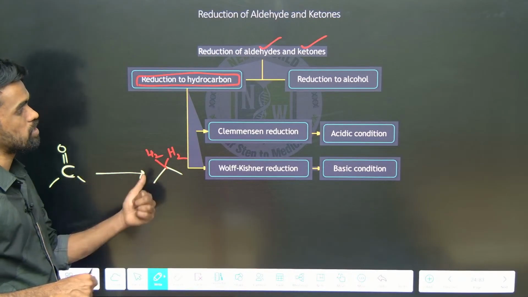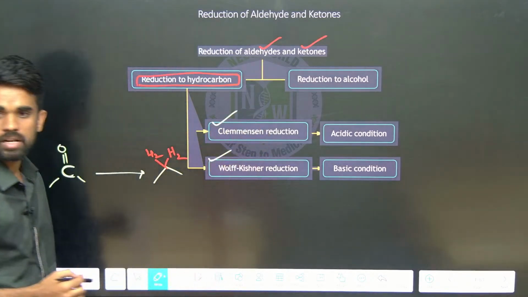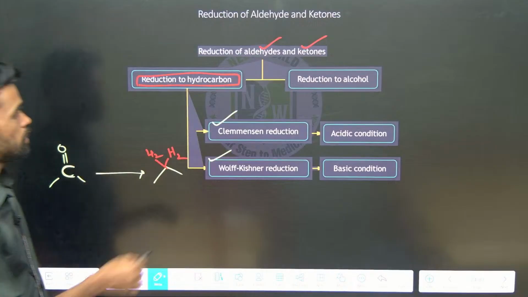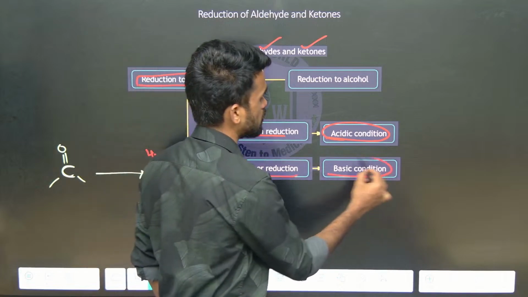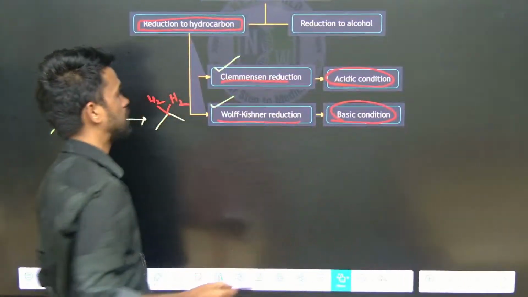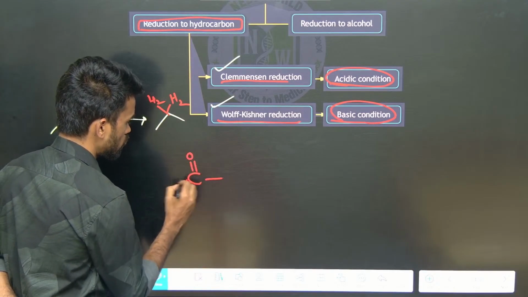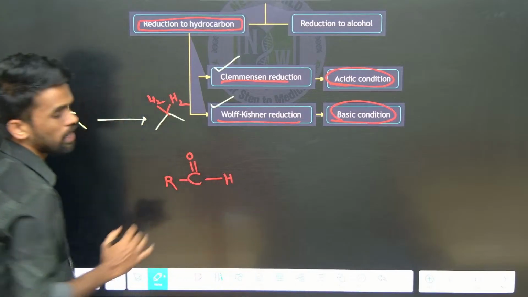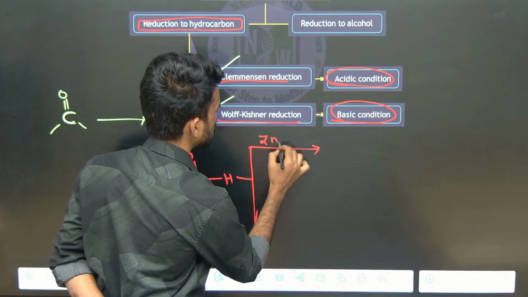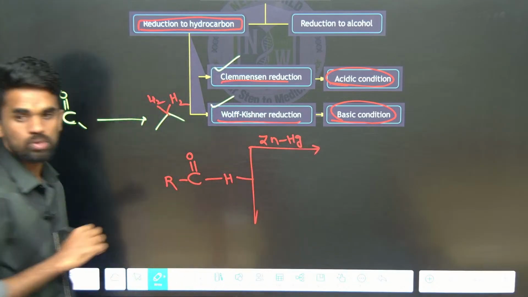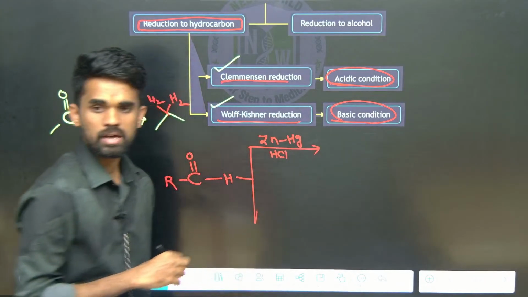This conversion happens either by Clemmensen reduction or by Wolff-Kishner reduction. These are the two ways we can do it. Clemmensen reduction happens in acidic condition. Wolff-Kishner reduction happens in basic condition. Now I will tell you one by one. Take C double bond O with R and H. It can be an aldehyde or a ketone. Now if I treat this with ZnHg, zinc amalgam, in acidic medium.